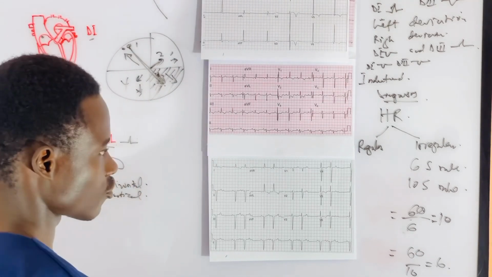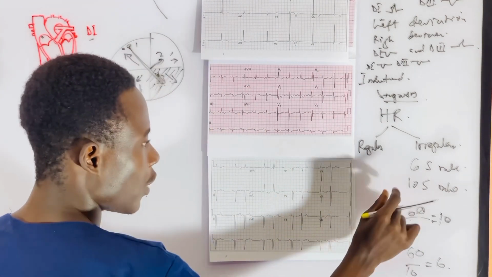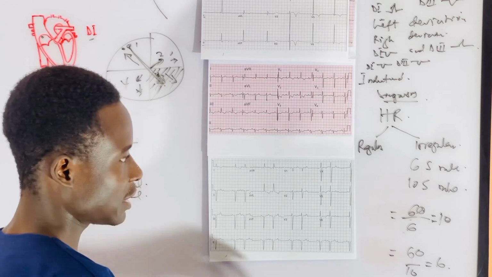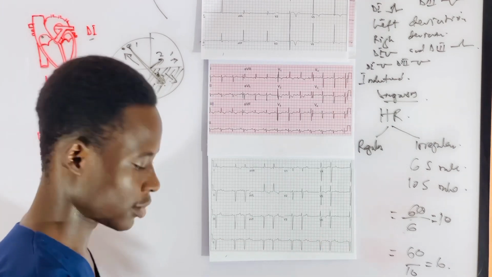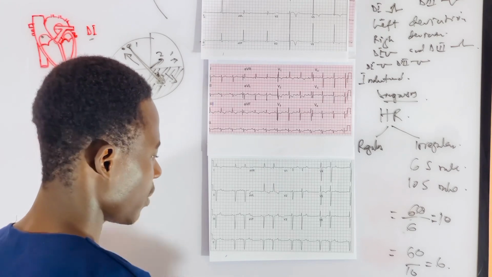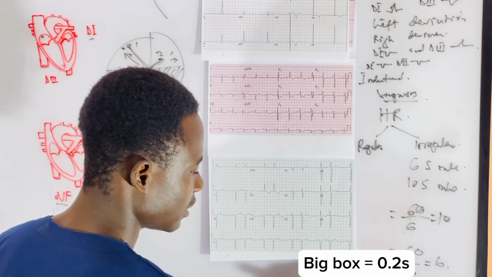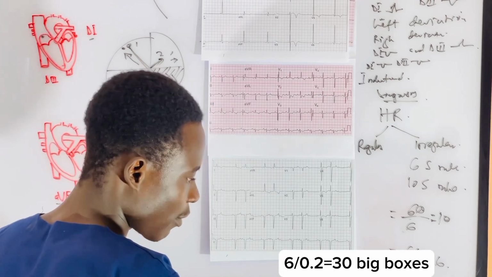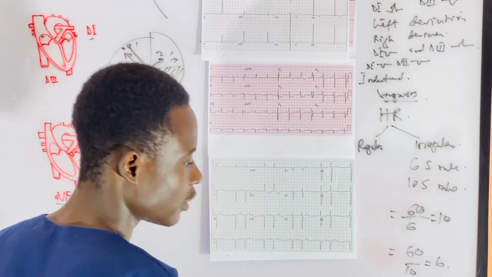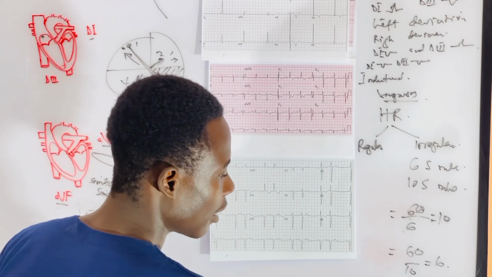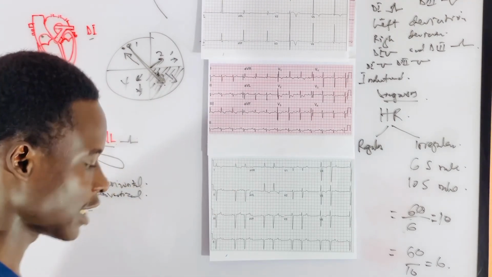The 6 seconds rule is when you take the 6 seconds. You know how many boxes are there in 6 seconds? In 6 seconds, one big box is 0.2. So 6 divided by 0.2 is going to give you 30 big boxes. Do you understand?